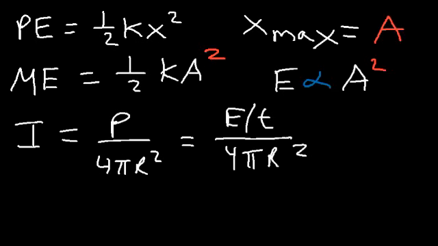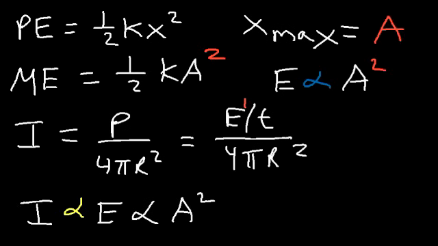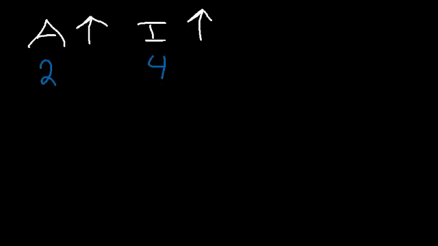So notice that E is on top. So we could say that intensity is proportional to energy, which is proportional to the square of the amplitude. So therefore intensity is proportional to the square of the amplitude. So if you increase the amplitude, the intensity will increase. If you double the amplitude, the intensity will increase by a factor of 4, because 2 squared is 4.